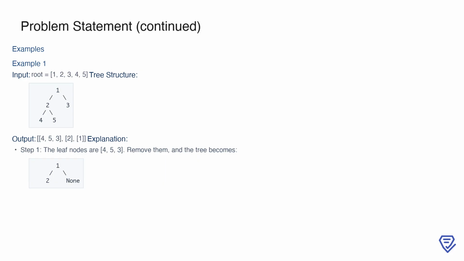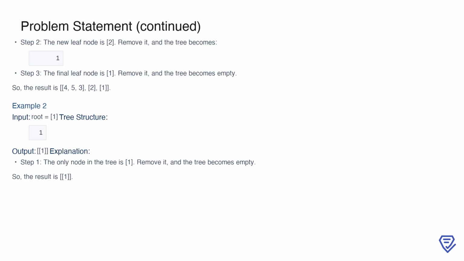Suppose the input is a binary tree with the structure shown here, where the root node has the value 1, and it has two children, 2 on the left and 3 on the right. Node 2 further has two children, 4 and 5, while node 3 has no children. During the first iteration, the leaf nodes are 4, 5, and 3. After removing these nodes, the tree is reduced to just the root node 1 with its left child 2. In the next iteration, the new leaf node is 2, which is then removed, leaving us with only the root node 1. Finally, in the last iteration, the root node 1 is removed, leaving an empty tree. The output for this example is a list of lists: [4, 5, 3], [2], [1].